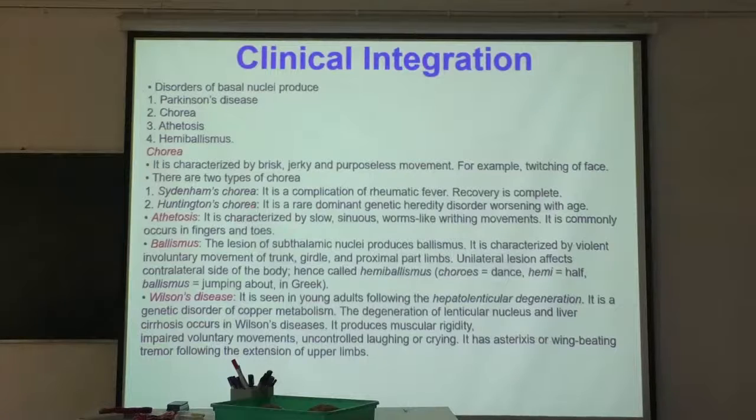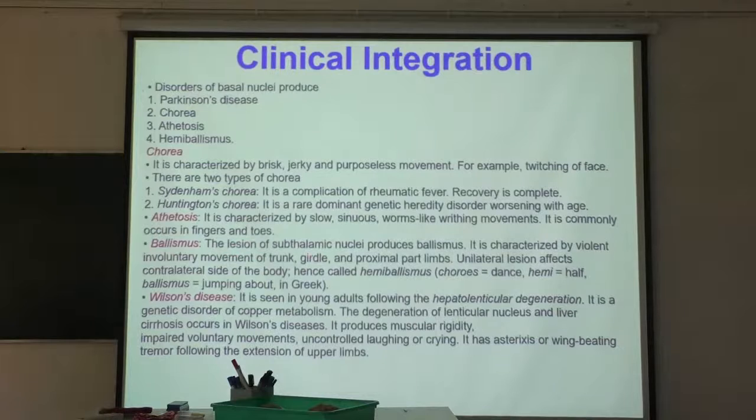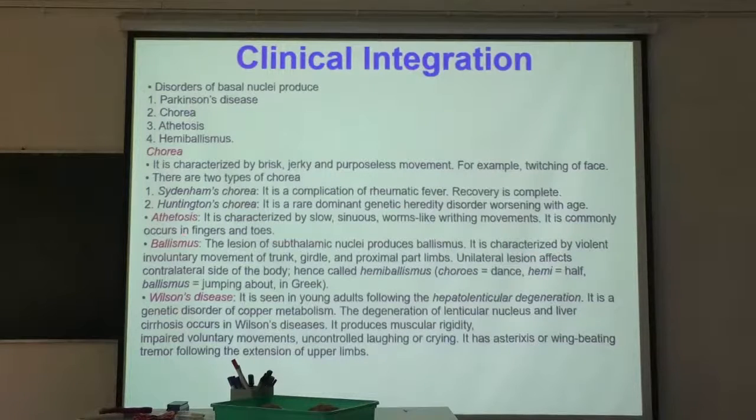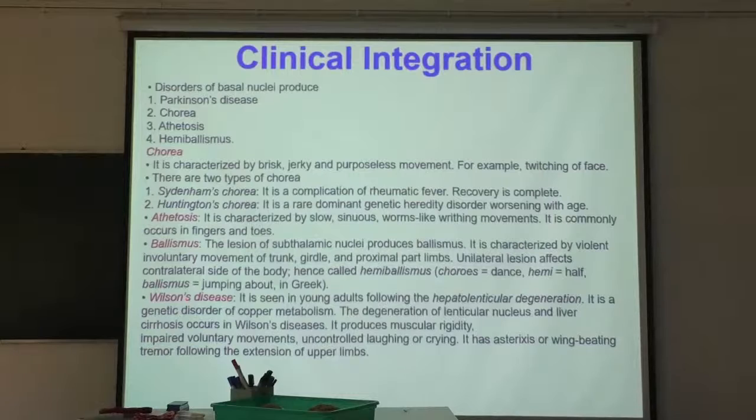Huntington's chorea, it is a rare dominant genetic hereditary disorder worsening with age. Next is athetosis, which is characterized by slow, sinuous, worm-like writhing movements, and it commonly occurs in fingers and toes. Okay. Next is ballismus.